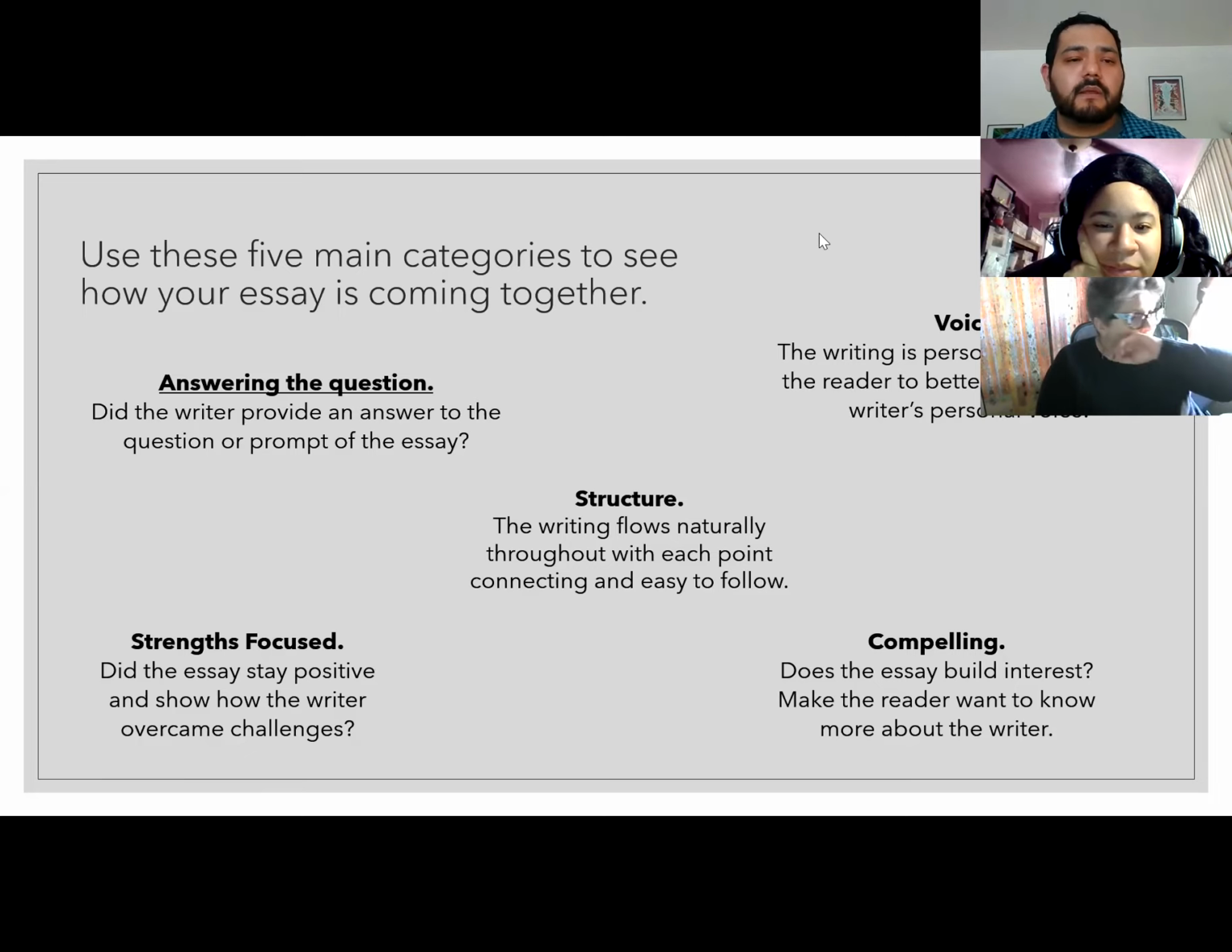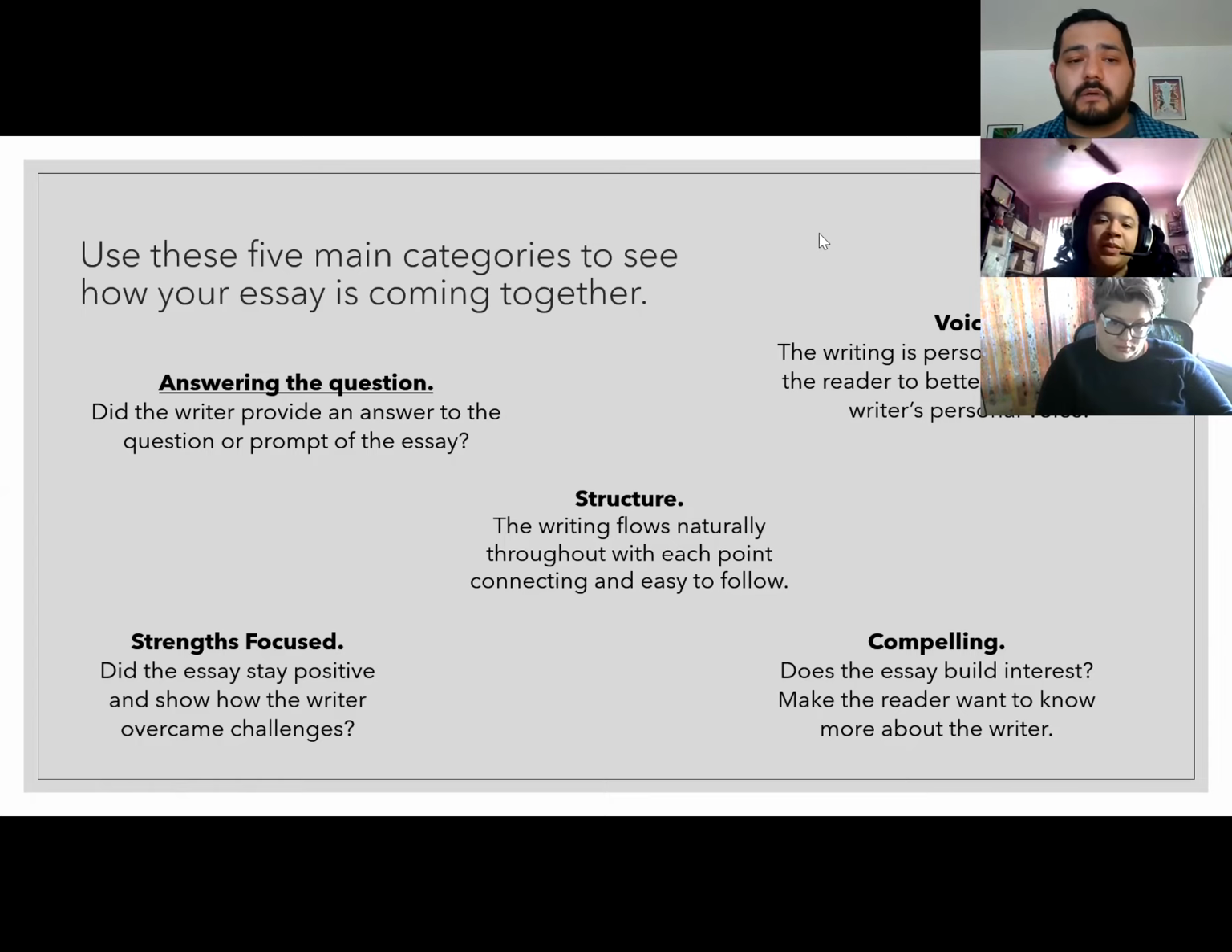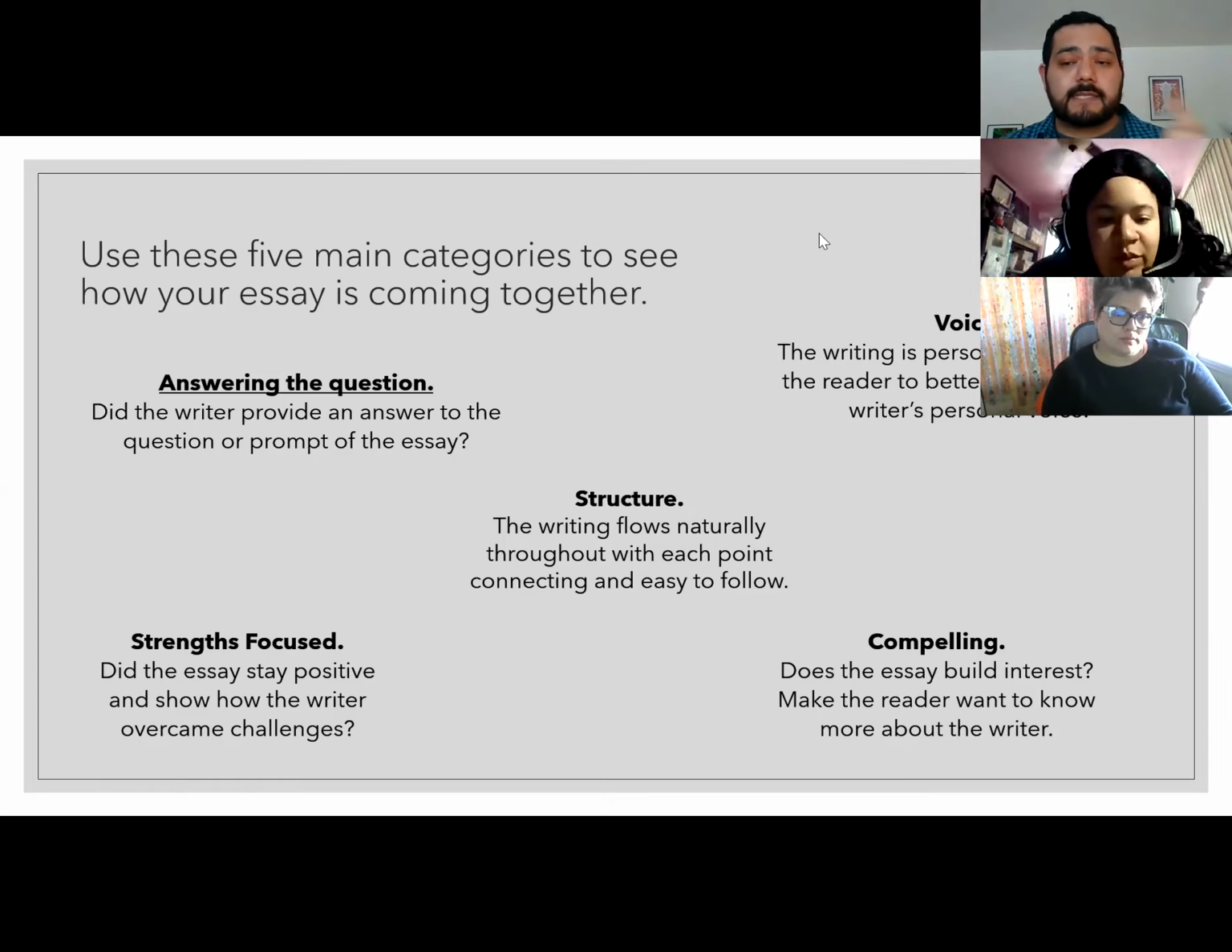So first off, answering the question. The first thing I mapped out in terms of what we want to include: did the writer provide an answer to the question or prompt of the essay? You want to make sure that that's included in there.